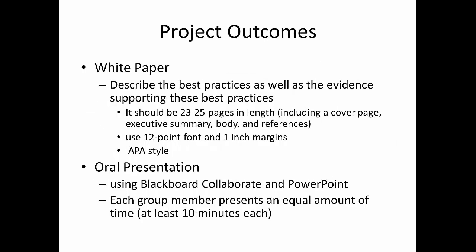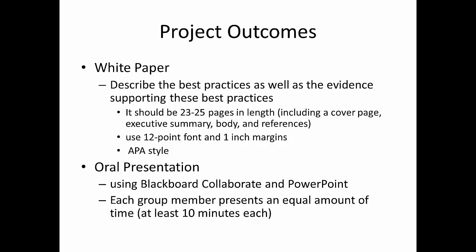So the outcomes, the deliverables of this project are twofold. One is a white paper, and that's basically a research paper that will be used to document the best practices and the evidence that support those best practices. The paper should be 23 to 25 pages in length, double-spaced. It should include a cover page, executive summary, a body, and references.